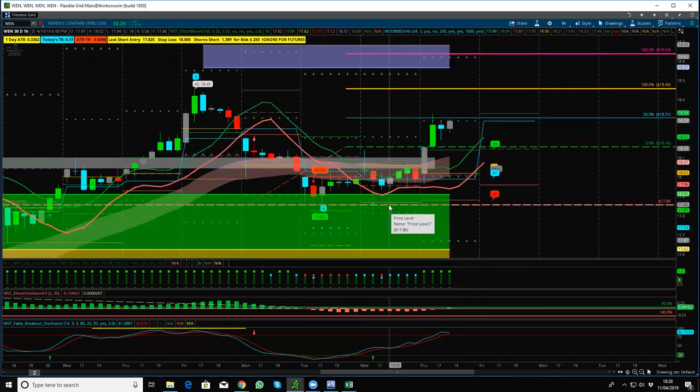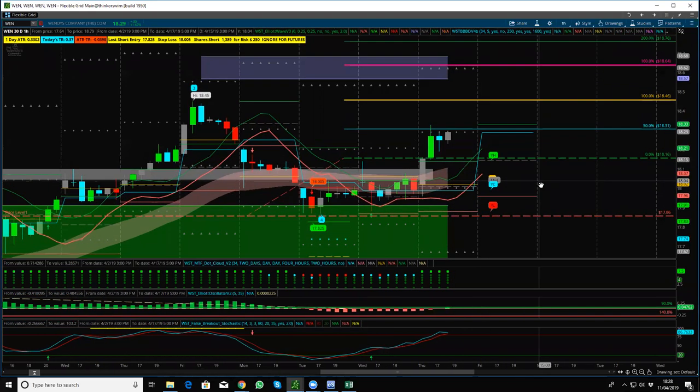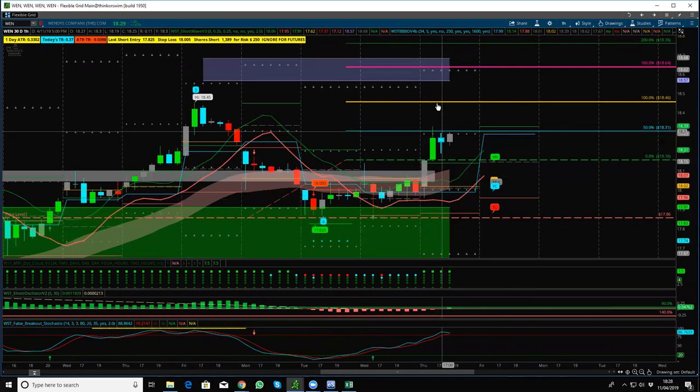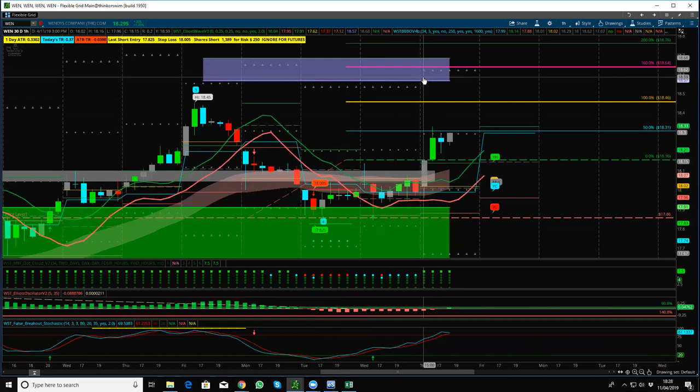The stop loss was below the wave four at 17.86. And the risk to reward into the fifth wave target zone was 1 to 1.6. So even with that conservative entry, the trade's still a good go because the risk to reward is good.